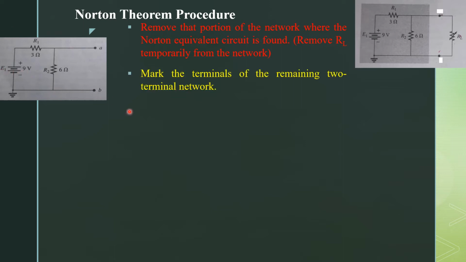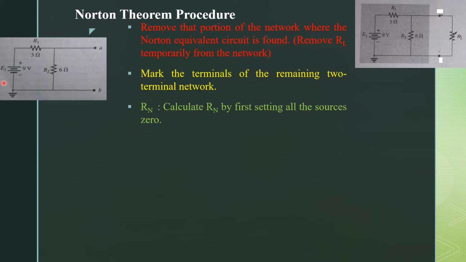In the second step, mark the terminals of the remaining two-terminal network. We marked here A and B. Find Rn, the Norton resistance. Calculate the Norton resistance by first setting all the sources to 0. Setting all sources to 0 means if you have a voltage source in the circuit, replace it with a short circuit, and if you have a current source, replace it with an open circuit.